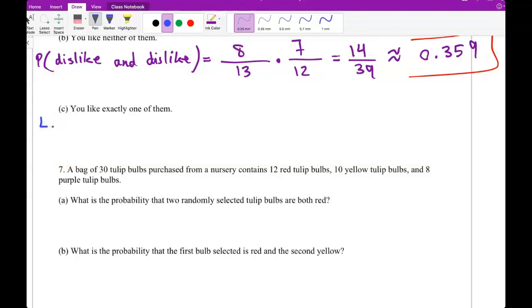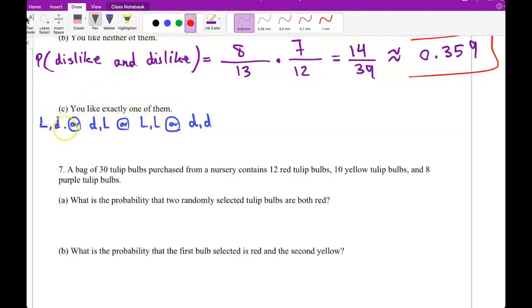So we may have this: like, dislike, or we may have dislike, like. So this is what the sample space is. Like, dislike, dislike. And it's asking for exactly one of them. You like exactly one of them.